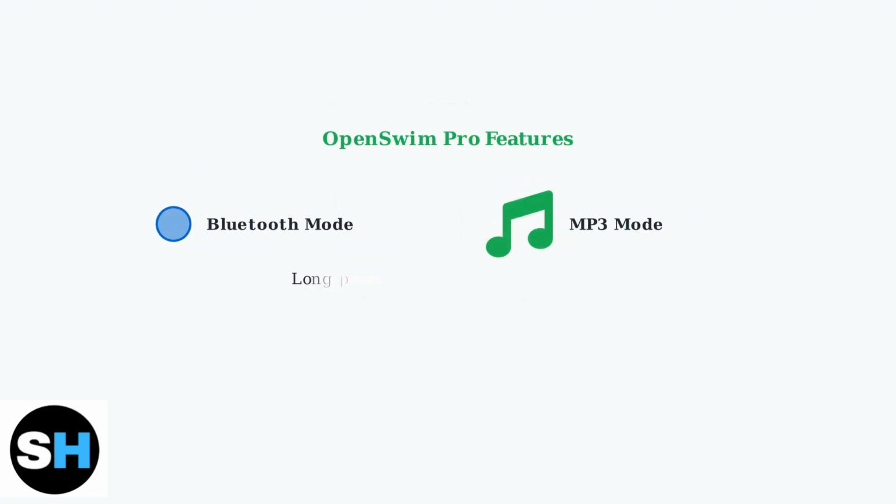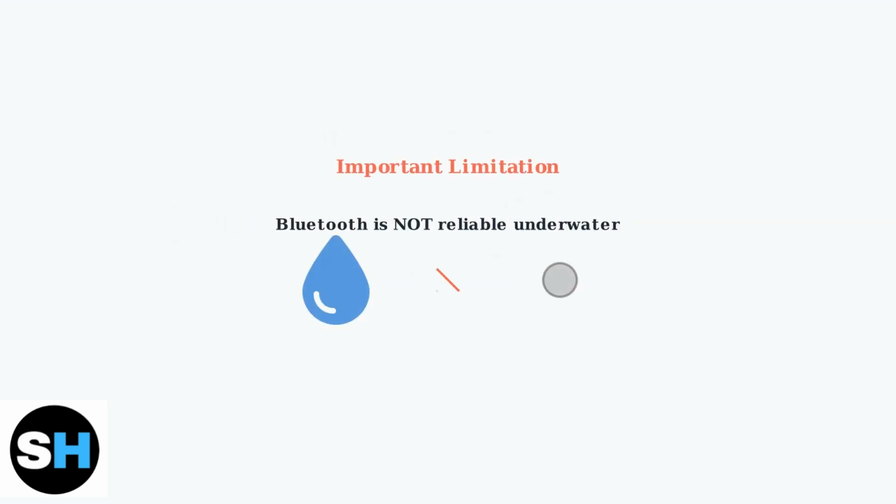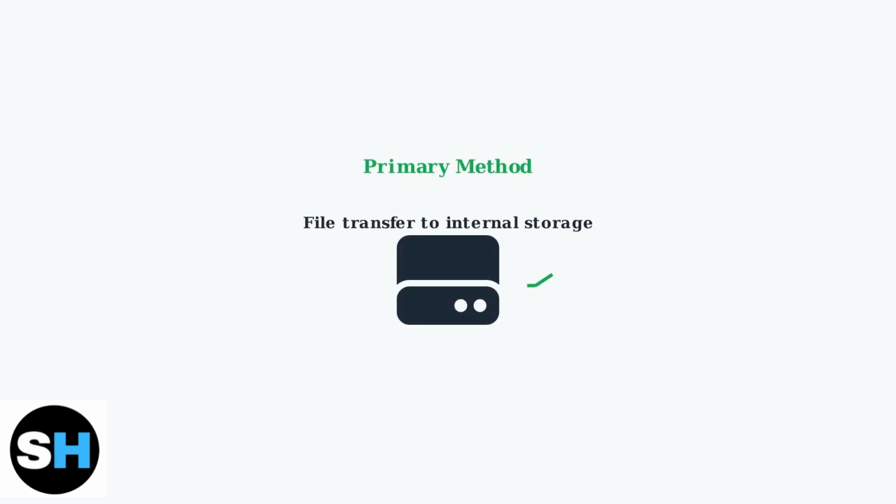The Shokz OpenSwim Pro model offers both Bluetooth and direct MP3 playback modes. You can toggle between these modes with a long press of the button on the left earpiece. However, it's important to remember that Bluetooth connectivity is not reliable underwater. This is a fundamental limitation of Bluetooth technology when submerged. Therefore, the primary and most reliable method for listening to Spotify music on your OpenSwim headphones remains transferring downloaded and converted music files to the headphones' internal storage.